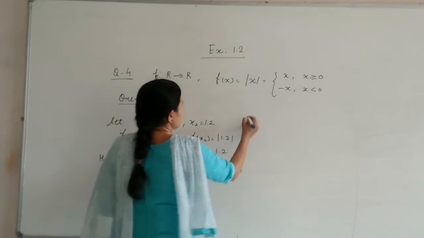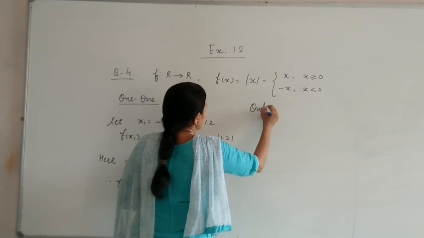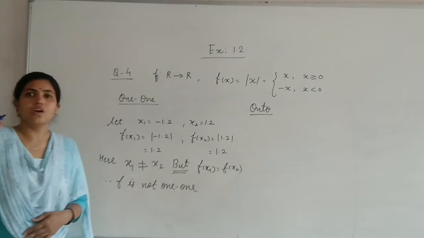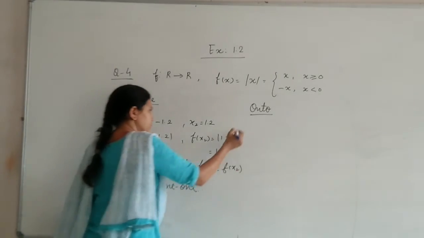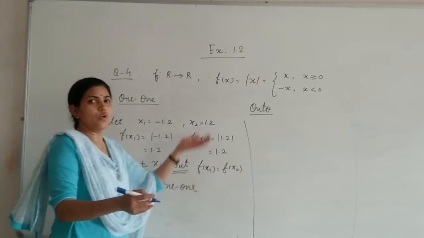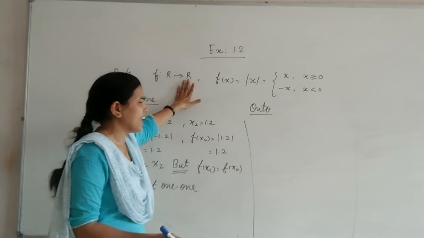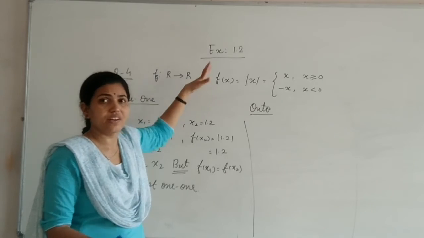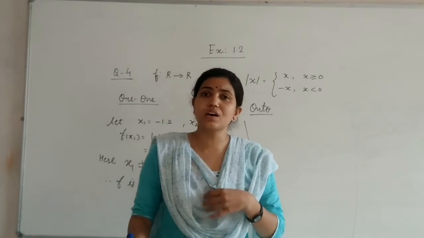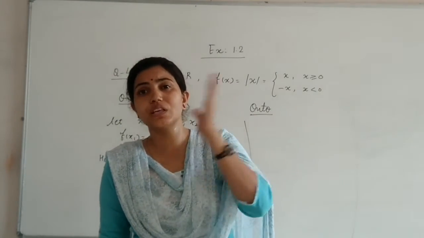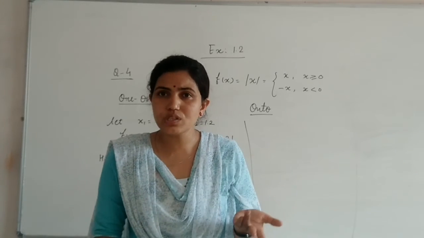Next is onto. So what can we do for onto? Again I am repeating the same thing: we can take any element in the codomain, take any negative value, then we can show that there is no value whose modulus gives us the negative, which is not possible.